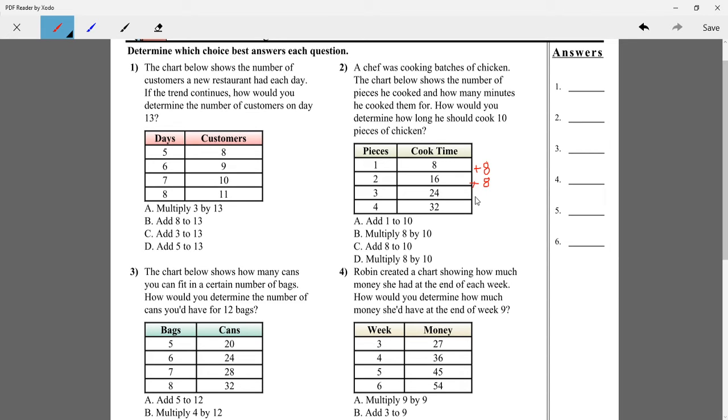16 to 24 is plus 8, and then 24 to 32 is plus 8. So it looks like the pattern is 8. So that's always a good way. If the pattern doesn't pop out at you immediately, it's just good to figure out what the difference is between each jump, right?